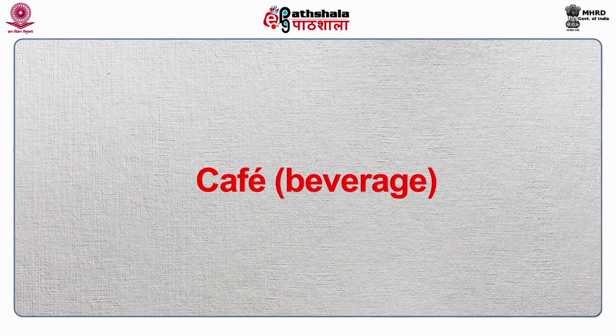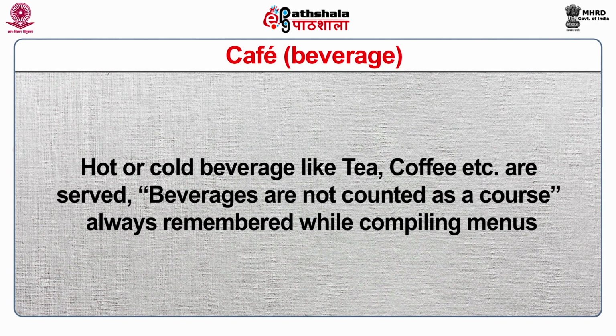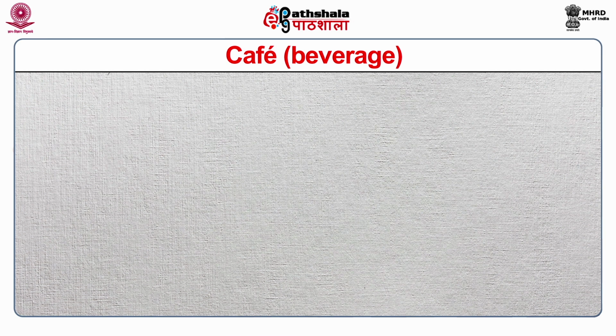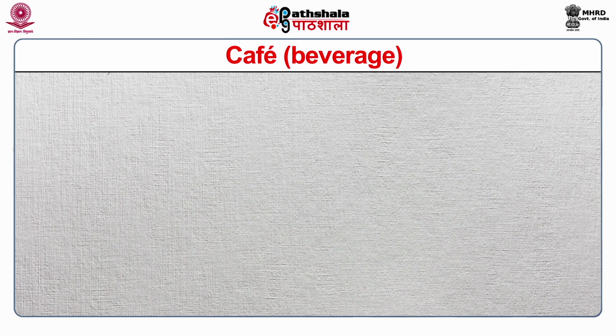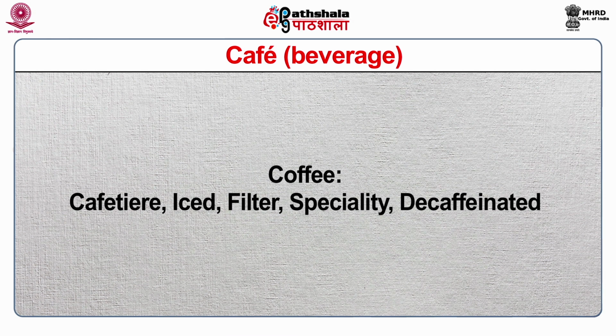The 17th course we have the café, where we serve hot or cold beverages like tea, coffee, etc. Beverages are not counted as a course, always remember while compiling a menu. Tea: Indian, Ceylon, Earl Grey, Darjeeling, Orange Pekoe. Coffees, examples can be cafetière, iced, filter, specialty and decaffeinated.